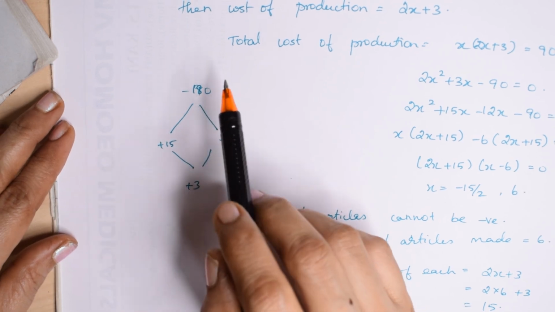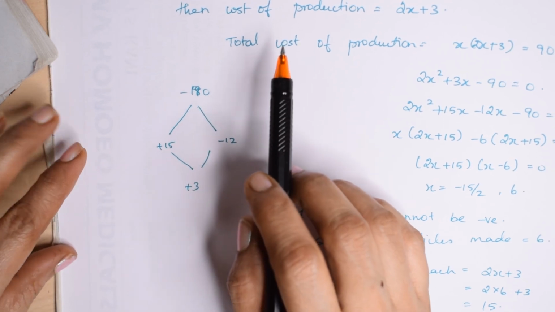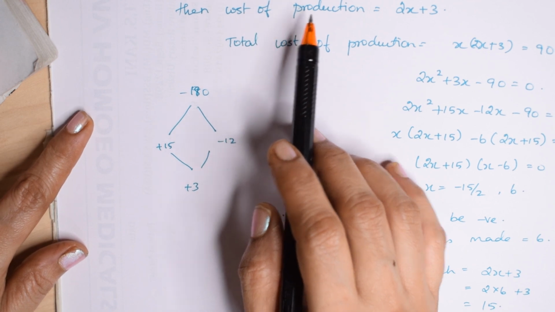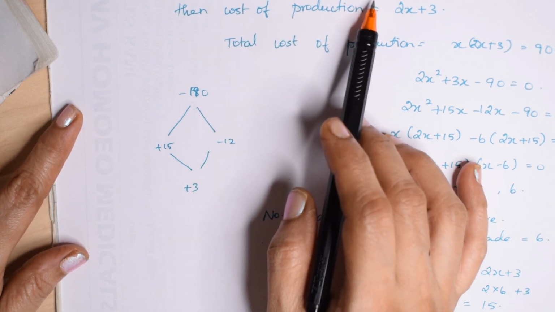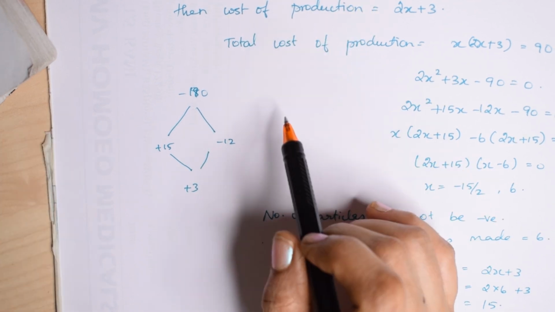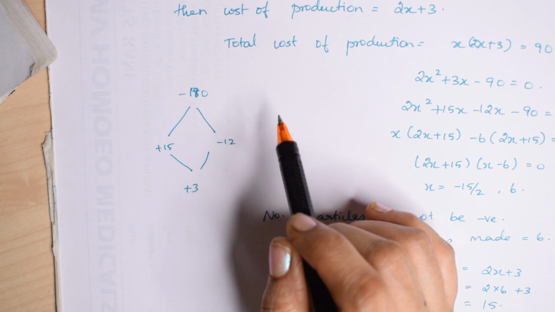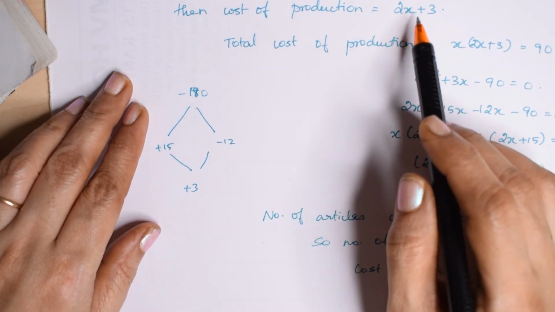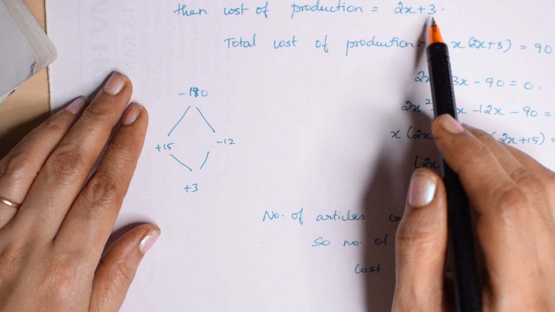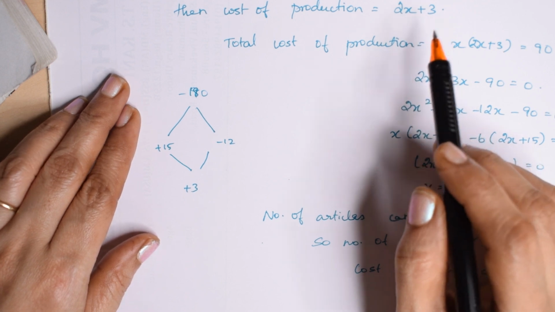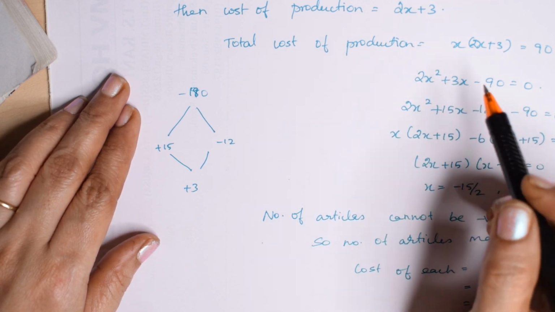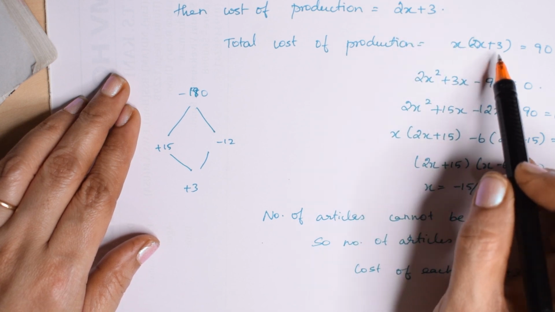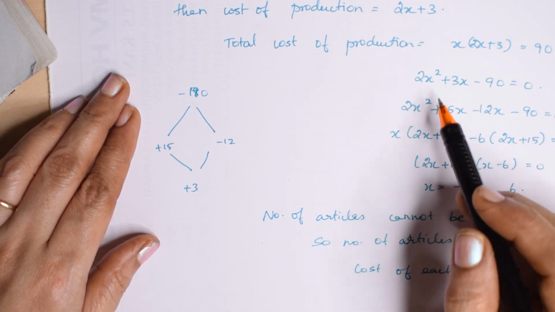Let the cottage industry be producing some pottery items in a day. So let the number of produced articles be x, okay. And the cost of production of each article was 3 more than twice the number of articles. So it becomes 2x, twice is 2x. The cost is increased plus 3. So the total cost of the production that day is equal to x into 2x plus 3, right? Now we are getting a quadratic equation.